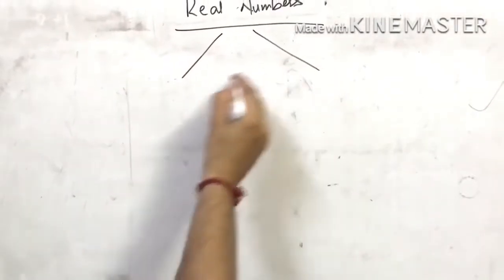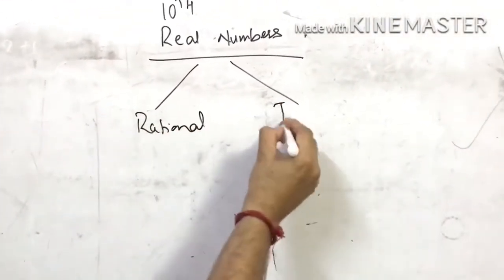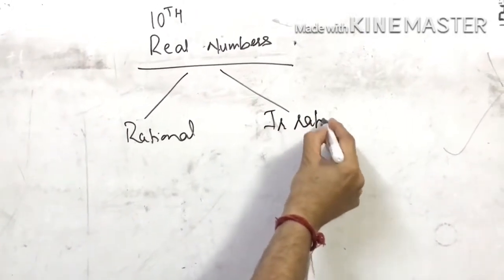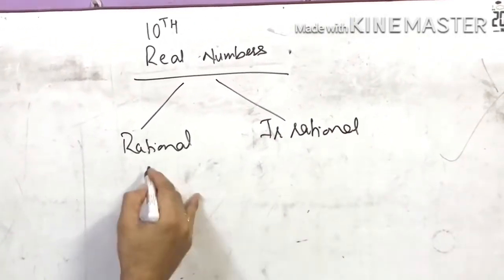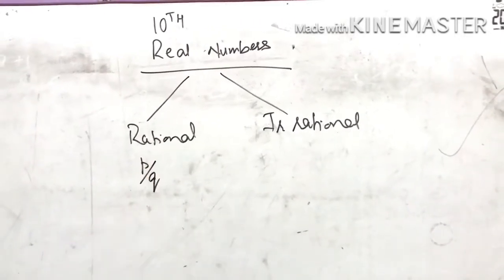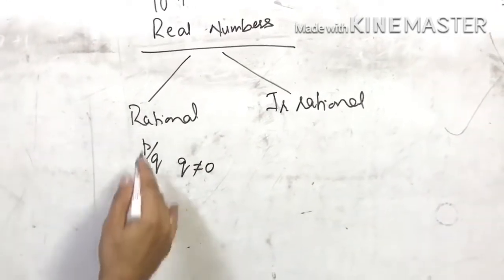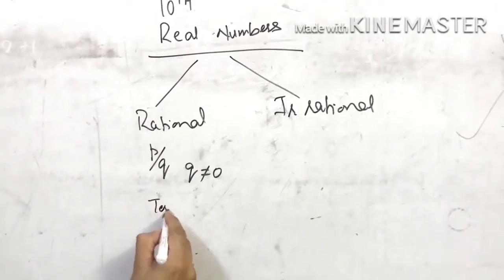So real numbers are of two types, rational and irrational. Rational numbers are those you can write in the form p by q, where q should not be equal to 0. They are of two types, either terminating.